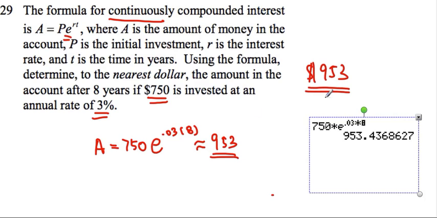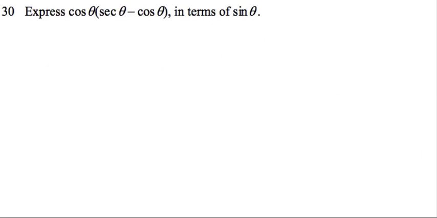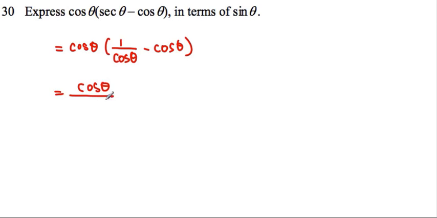Alright, let us look at number 30. They want us to express this one in terms of sine theta. So here, I want you to realize that secant is 1 over cosine. So we end up having cosine theta times 1 over cosine theta minus cosine theta. So as you distribute cosine to both of them, we end up getting cosine theta over cosine theta minus cosine squared theta.